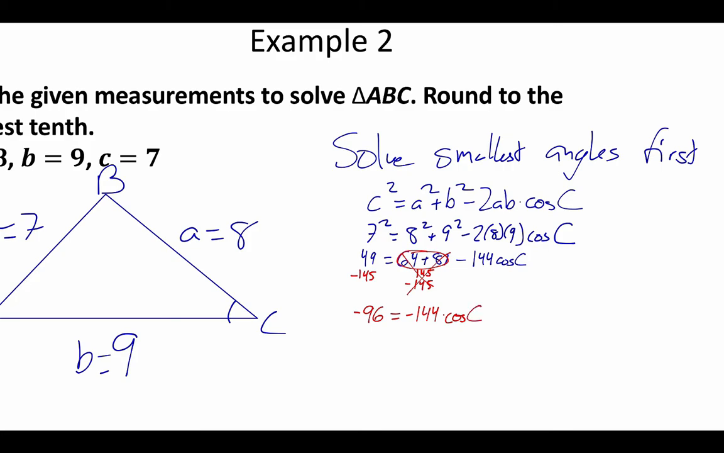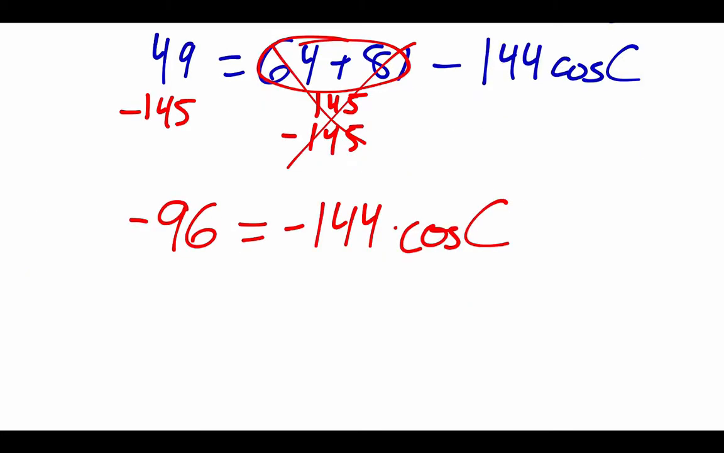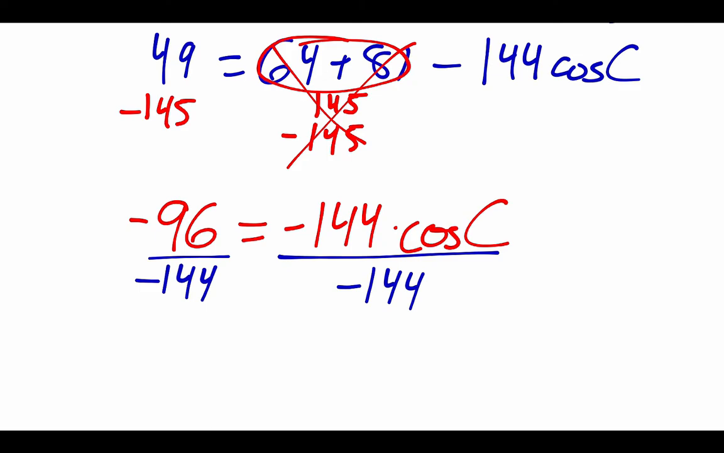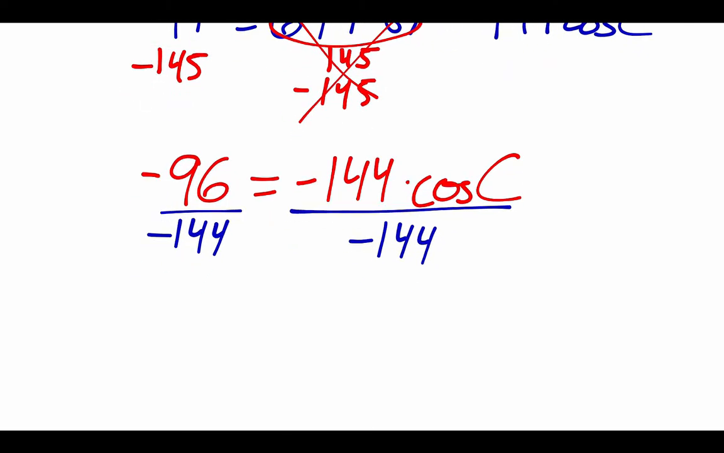Let me start zooming in on this. I'm zoomed out a little bit. We're still trying to solve angle C. We got to get rid of that negative 144 first. So we're going to divide both sides by negative 144. Conveniently, if you type that into a calculator, it's going to give you 0.6 repeated, which is going to be 2/3 equals the cosine of angle C.